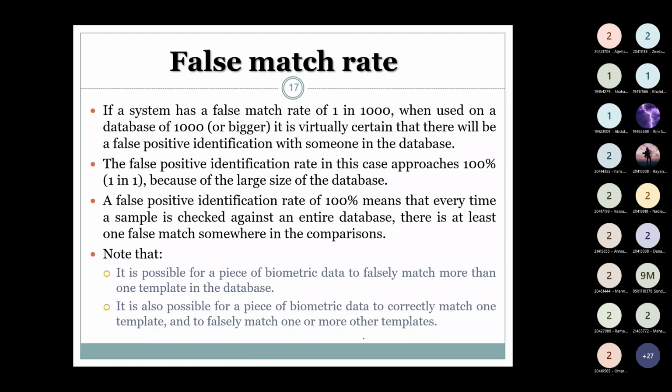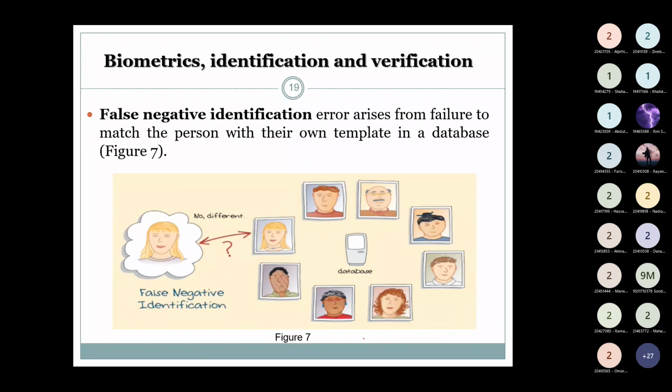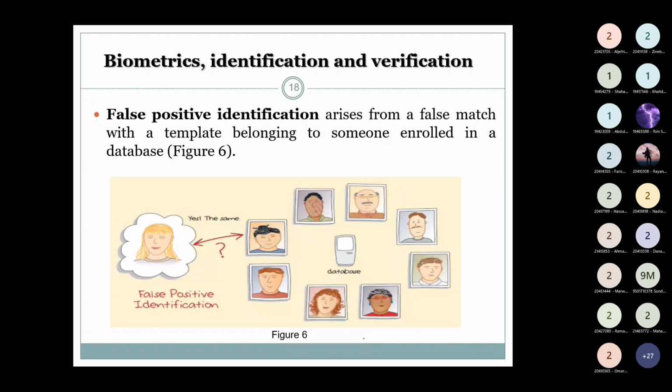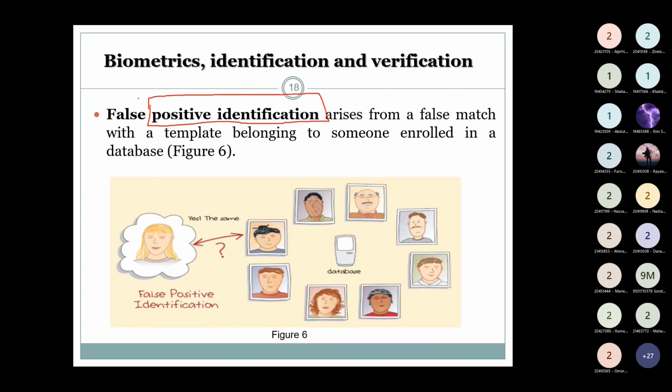So these are the types of errors. We will have the false positive identification and the false negative identification. We have already seen that we have two types of identification. We have the positive identification. What does it mean, the positive identification? Do you remember what the positive identification and the negative identification mean?